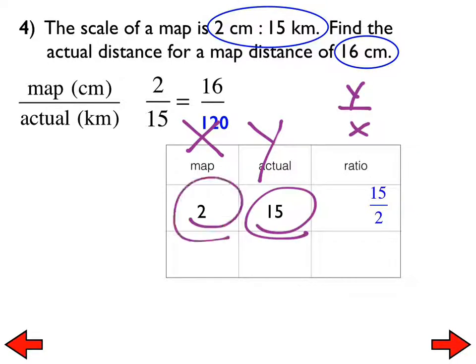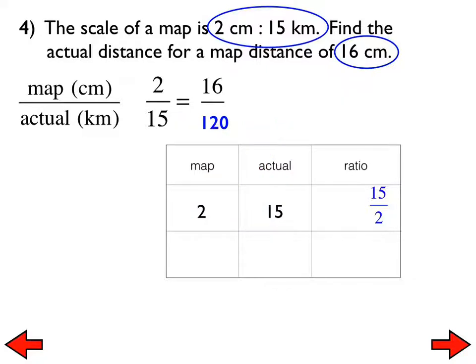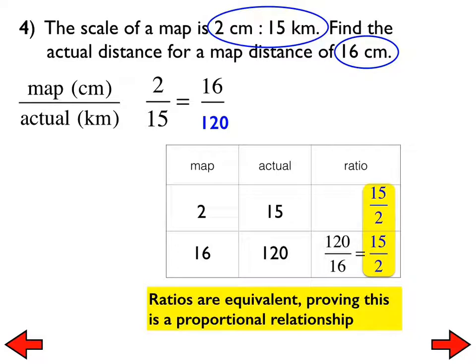Y over x. Some of you converted it to 7.5. You don't need to. Just leave it like that. That's fine. And then I take the 16 centimeters on the map and the 120 of actual distance, which is what I just found, and I simplify that. I get 15 over 2. So this tells me, since my ratios are equivalent, this is a proportional relationship.